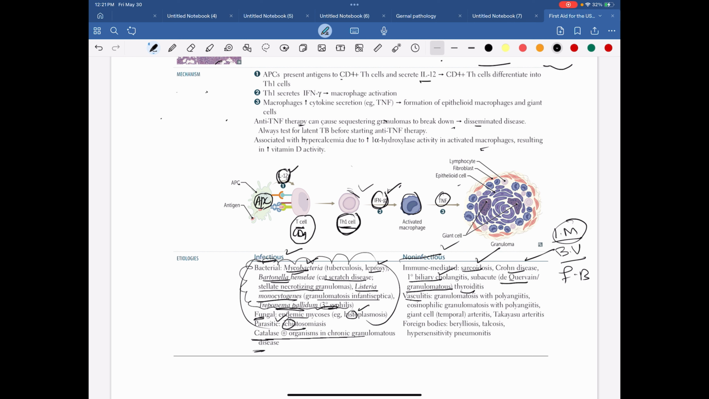Then after that we have vasculitis. Basically vasculitis means inflammation of vessels. So in granulomatosis with polyangiitis, eosinophilic granulomatosis with polyangiitis, giant cell temporal arteritis, and Takayasu arteritis, in all these conditions your blood vessel is going to be inflamed. And when your blood vessel is inflamed, you will get the granuloma, and that granuloma is usually because of vasculitis. Then after that we have foreign bodies. In foreign bodies you can take the example of berylliosis, talcosis, and hypersensitivity pneumonitis. So these are the important examples in which you get the granuloma by non-infectious cause.